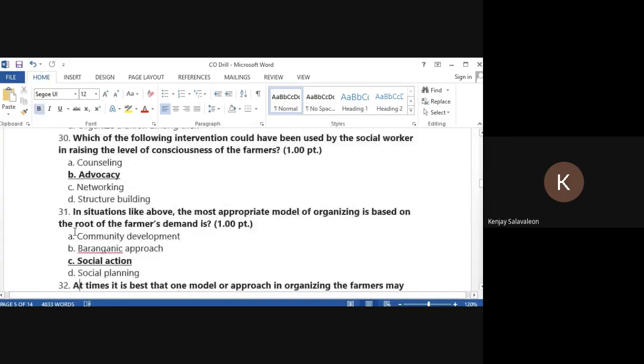30. Which of the following interventions could have been used by the social worker in raising the level of consciousness of farmers? So, obviously, it is advocacy. Counseling is not applicable at this time. Obviously, it is community organizing and you are not working on an individual basis. Networking, mas effective ang networking when they need resources for the mobilization of people, especially during social action, no, during social movement. Structure building, hindi pa rin siya effective. Wala naman siya kinalaman doon sa consciousness raising. Advocacy is the correct one. Advocacy might come from isa sa mga example is yun, you hire through seminar, no? Mag-hire ka ng mga lawyers perhaps that is knowledgeable enough, specialized field nila yung agrarian reform. Advocacy ang tawag doon.